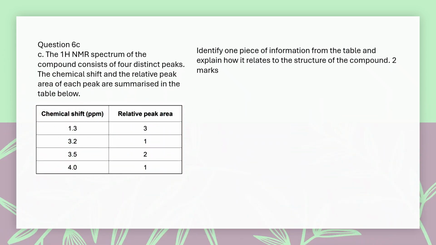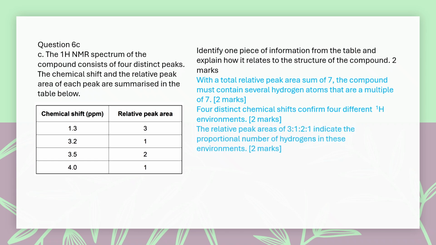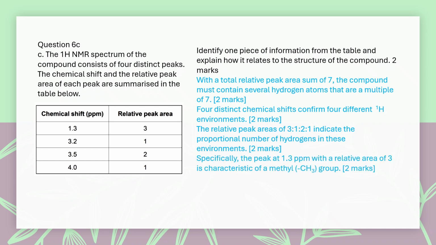With a total relative peak area sum of 7, the compound must contain several hydrogen atoms that are a multiple of 7. 4 distinct chemical shifts confirm 4 different H environments. The relative peak areas of 3:1:2:1 indicate the proportional number of hydrogens in these environments. Specifically, the peak at 1.3 ppm, with a relative area of 3, is characteristic of a methyl group.